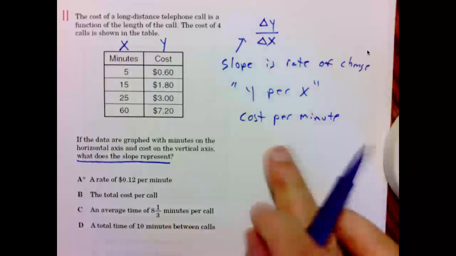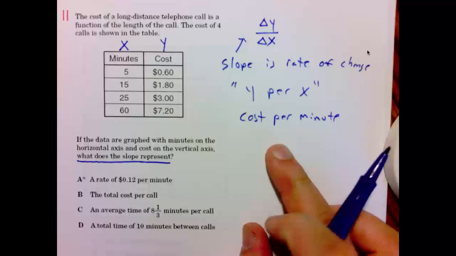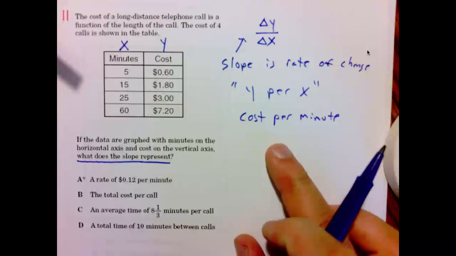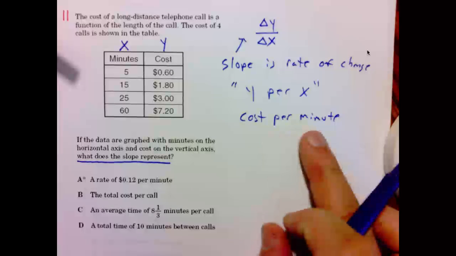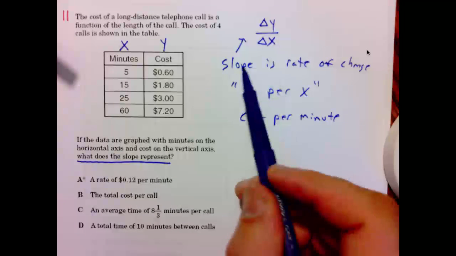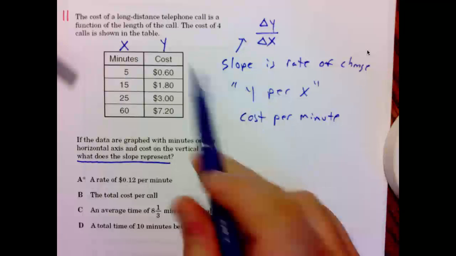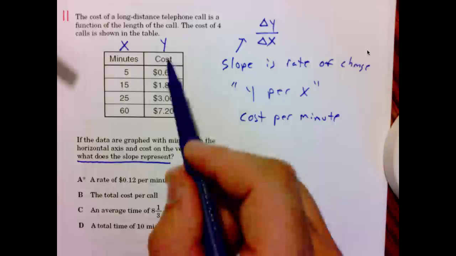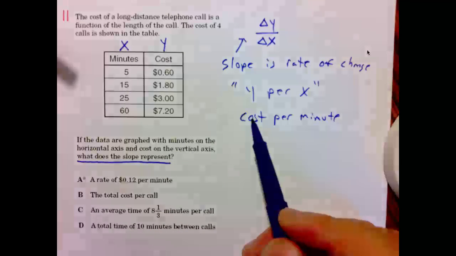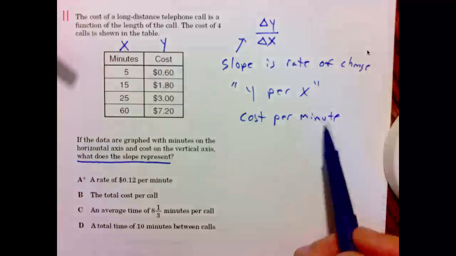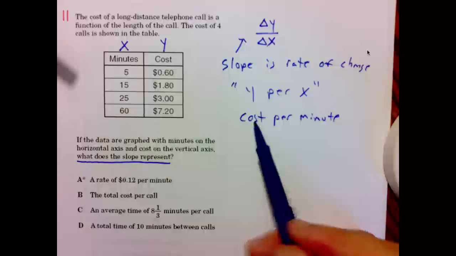And that's oftentimes how calls are charged, cost per minute. One more time, we know slope is rate of change. Rate of change is y per x. I simply fill these quantities in. Our y quantity was cost. Our x quantity is minute. So the slope is cost per minute.